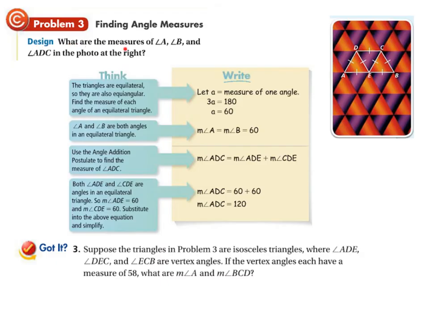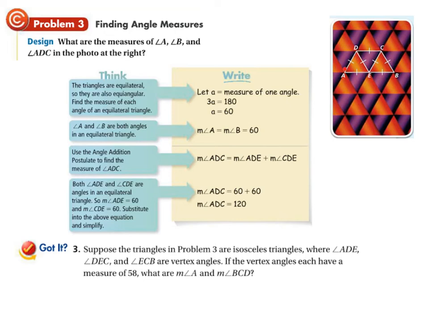So then, what are the measures of angle A, angle B, and angle ADC? Here's angle A, here's angle B, and here's angle ADC. Well, this is one angle of an equilateral triangle, and fun fact, if they're all three the same and three angles have to add up to 180, then they must add up to 60 each. In fact, in equilateral triangles, every angle is always 60. So this is 60, which also, for the same reasoning, makes angle B 60.